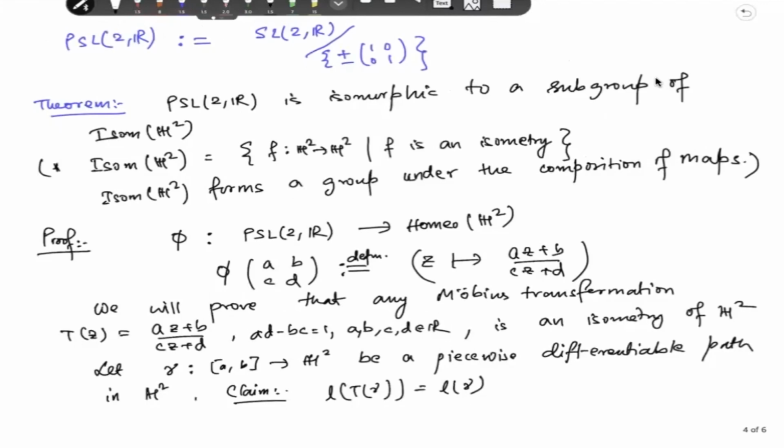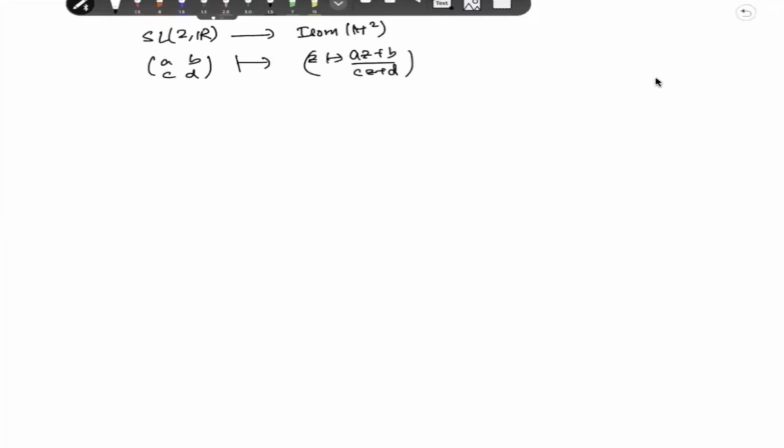Here, note one thing: this map phi is injective. This you can do in the following way. Now if I take the group SL2R, we have a map from SL2R to the isometries of this upper half plane. What is this map? This map takes the matrix ABCD and sends it to this Mobius transformation, Z goes to (AZ plus B) by (CZ plus D). So this is a group homomorphism. Let us write this map to be psi.